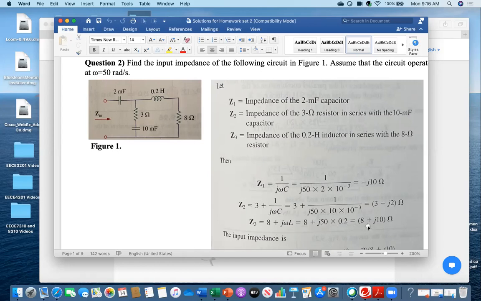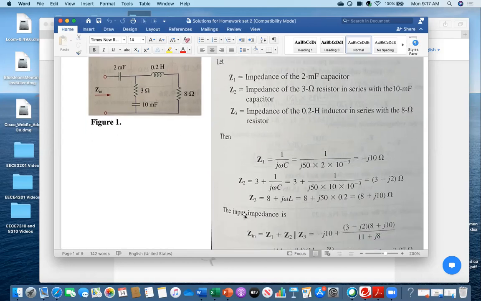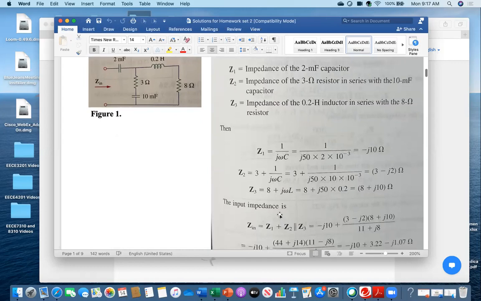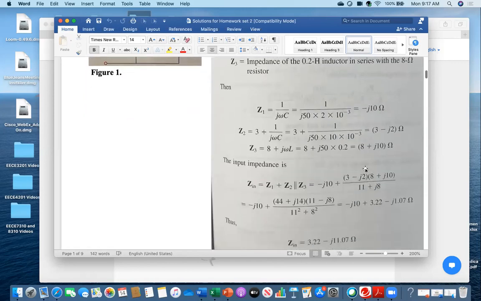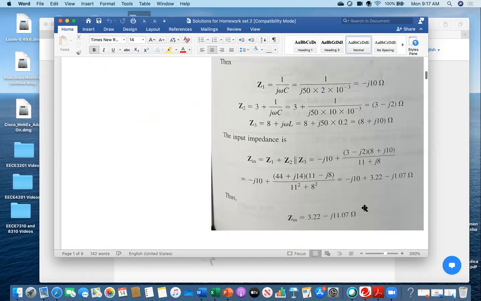So therefore, from there I got plus J10. So 8 plus J10. Now I got three branch phasor domain impedances. Now make their equivalent. So you see that I have written input impedance Zin. Now Zon, this one is Zon plus Z2 parallel this one, J3. So already we calculated those values. Just put them there and then go ahead, you calculate. So finally you should be getting this number in rectangular form.